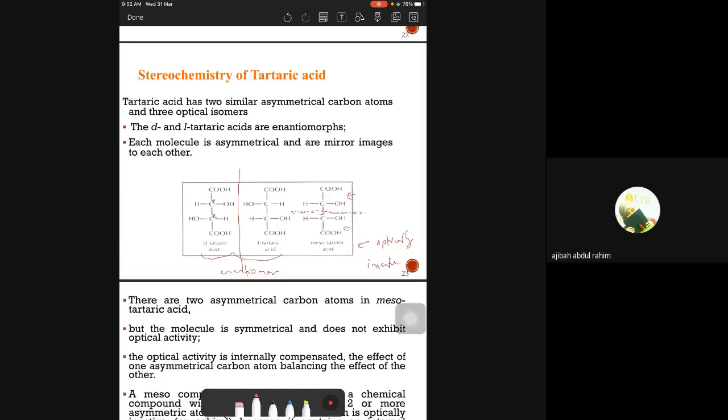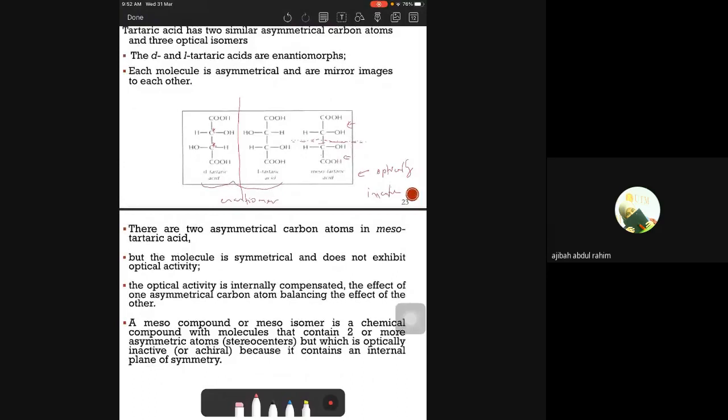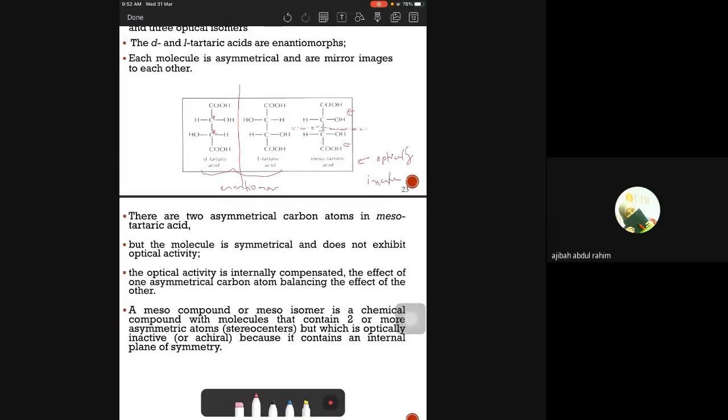So the symmetry is internally compensated. That's why it is not optically active. And this compound is considered a meso compound. Even though it contains chiral centers, it is not optically active.